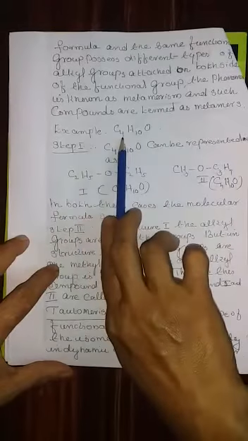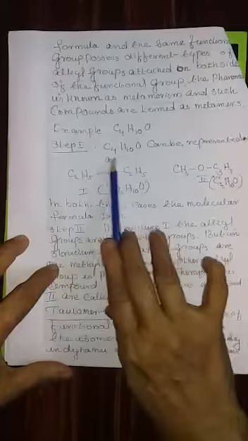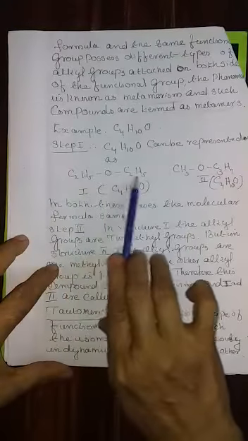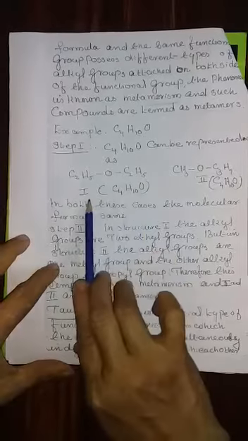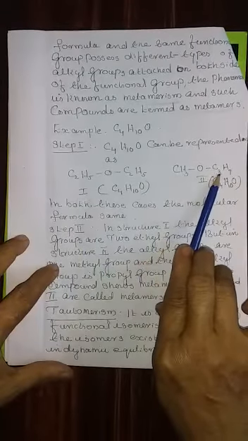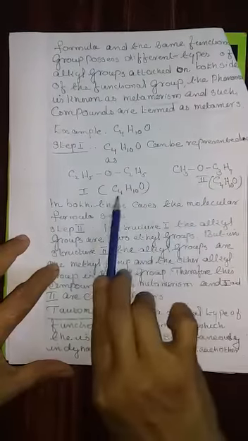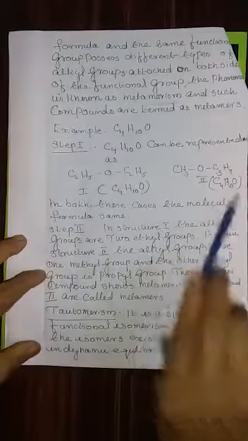For example, C4H10O. Step 1. C4H10O can be represented as C2H5OC2H5, structure 1, and CH3OC3H7, structure 2. The molecular formula remains the same.